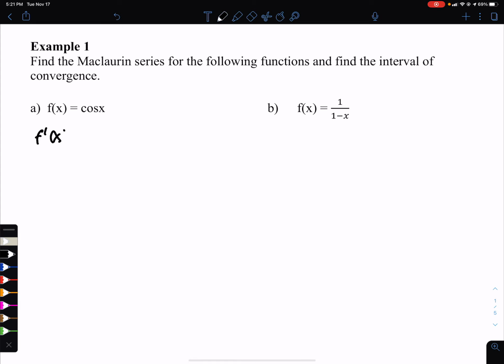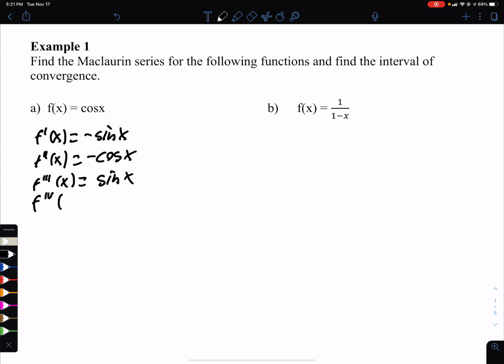f prime of x is minus sine x. f double prime of x is going to be minus cos x. f triple prime is going to be sine x. And we'll go to the fourth derivative. I think by that time we'll see a pattern. Let me do a couple more. Minus sine x. And we'll go up to the sixth derivative.